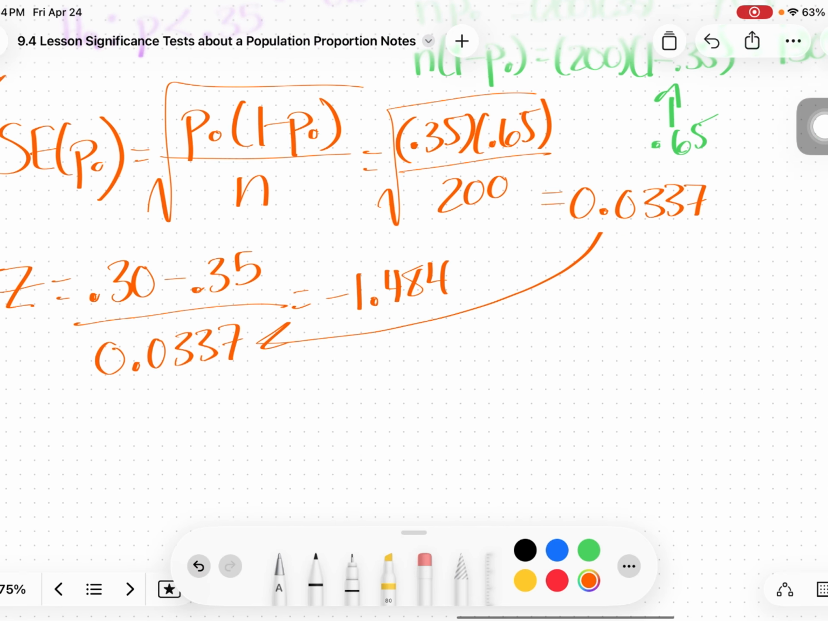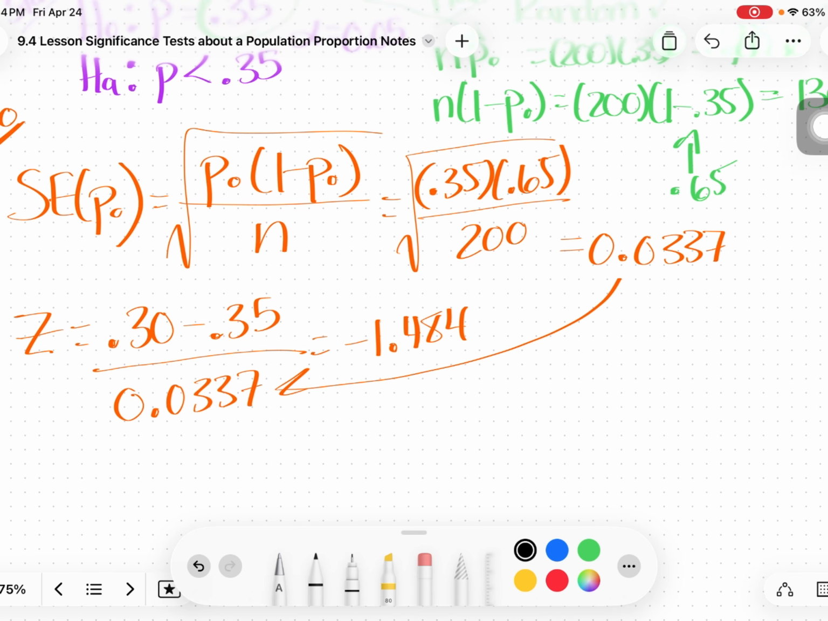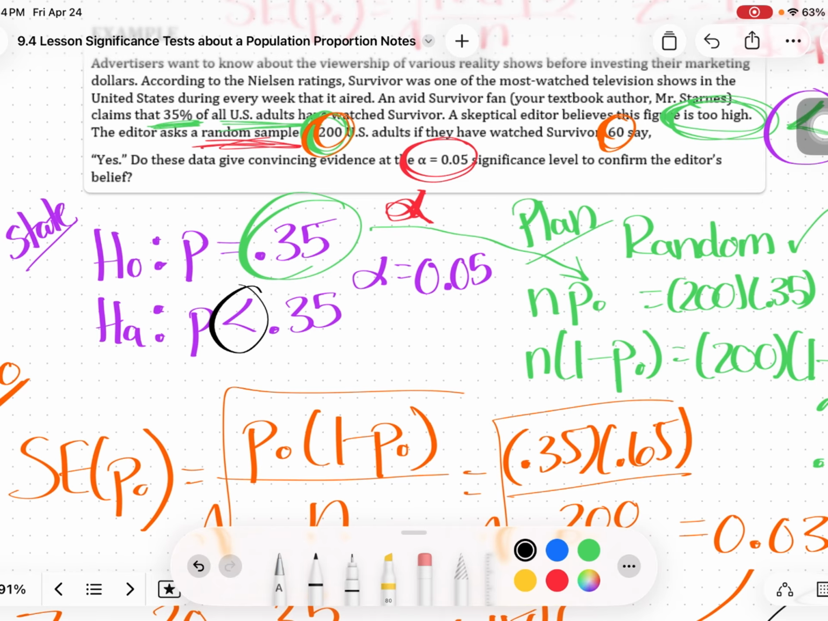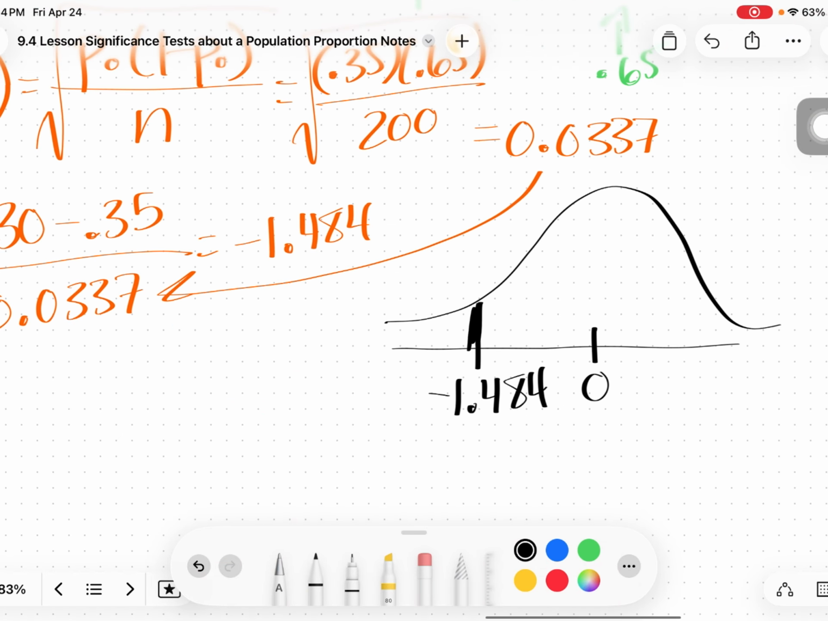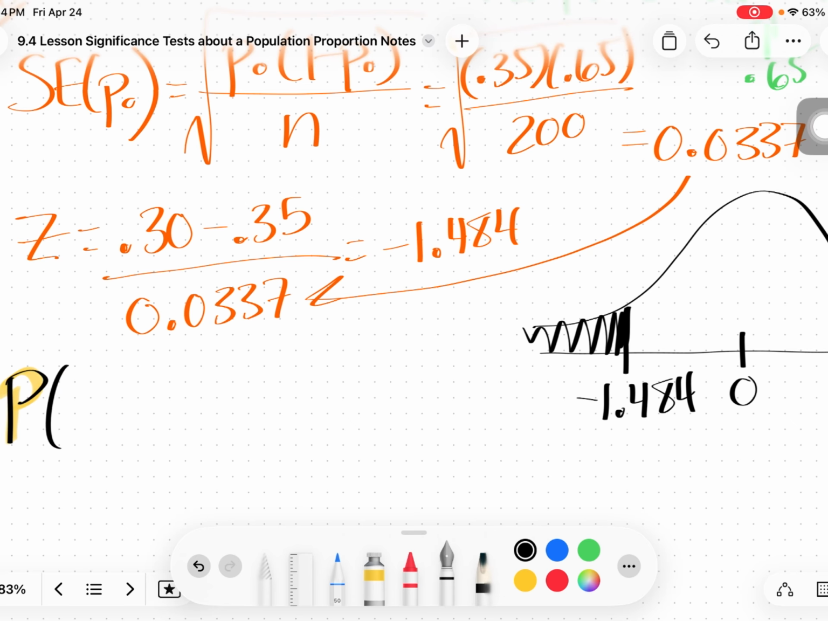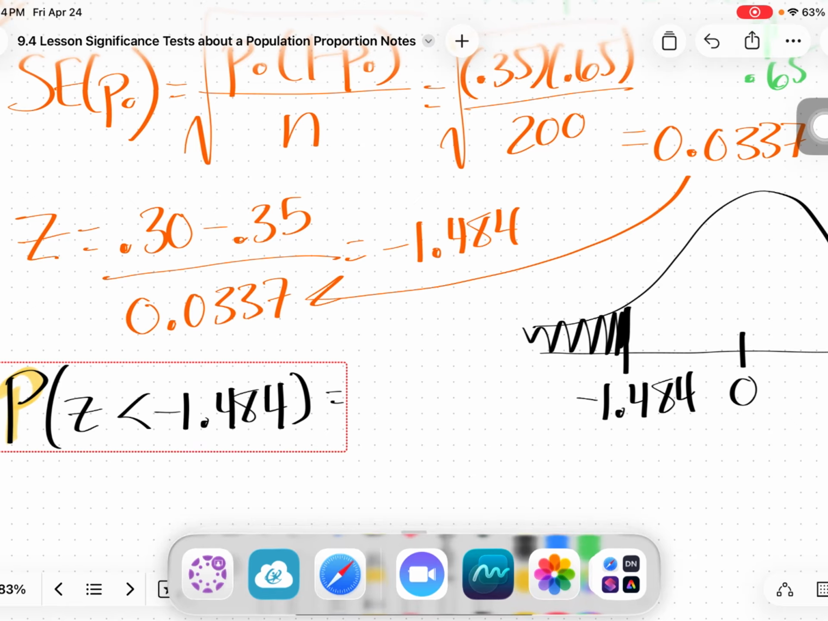And if you remember from when we did normal distributions, in the middle is 0, so negative 1.484 is somewhere over here. Because we have a less than alternative, we're looking for the area to the left. So we are going to calculate the probability that our z value is less than negative 1.484. And we're going to do that in Stapplet.